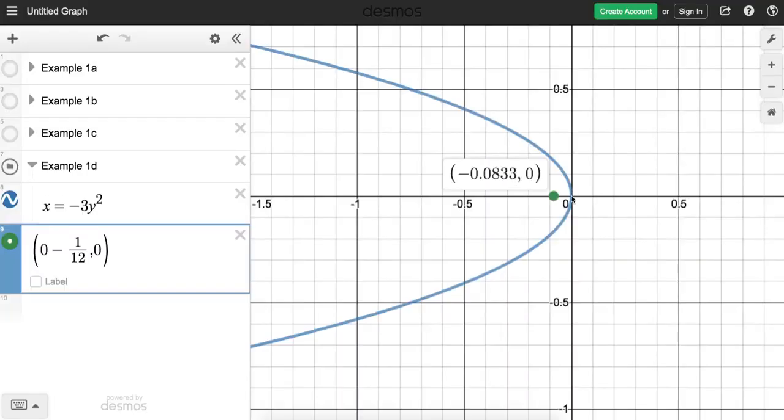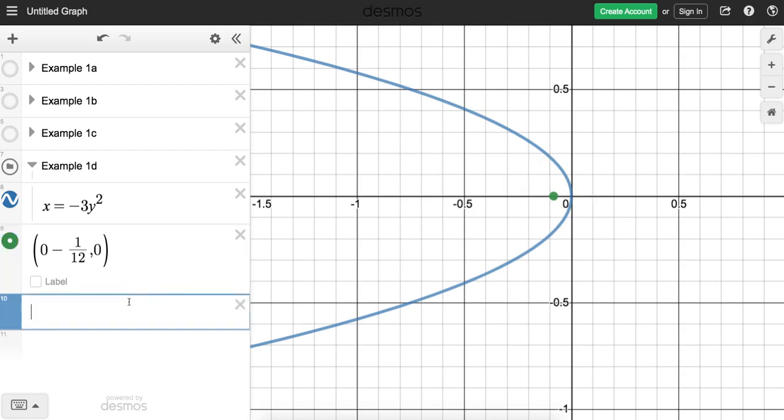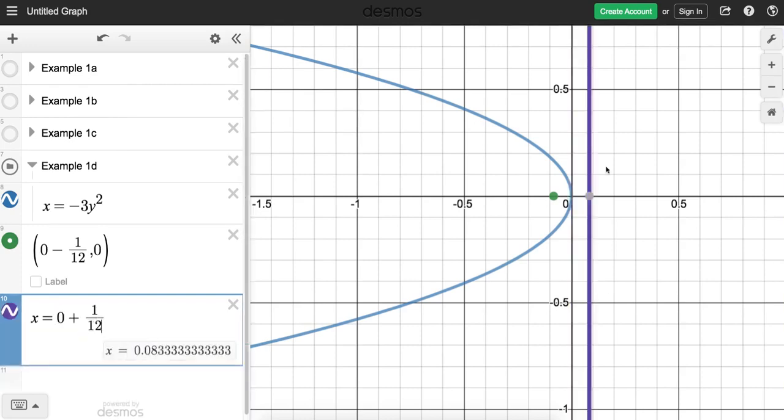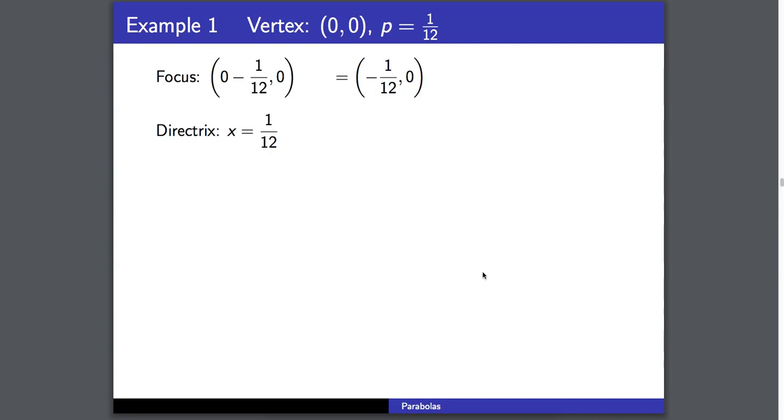Our directrix line, we want to go the opposite way. So if we're going to go to the right 1/12 of a unit from our vertex, for our directrix line, it's going to be x equals 0 plus 1/12. Which gives us this vertical line through 1/12 on the x-axis. So our directrix line is x equals 1/12.